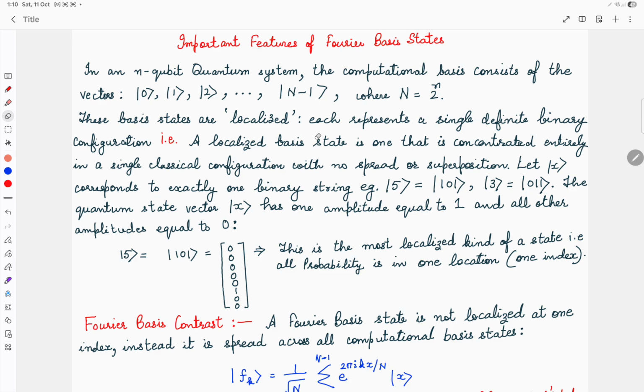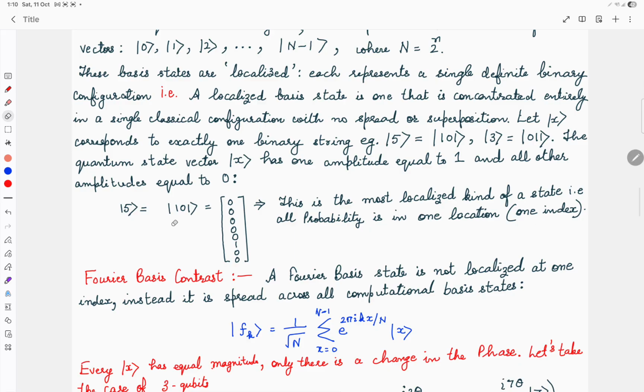The basis states are localized. Each represents a single definite binary configuration. A localized basis state is one that is concentrated entirely in a single classical configuration with no spread or superposition. Let ket x be the example here. So this computational basis is very localized. But the Fourier basis contrasts with the computational basis, because it will be spread across all the basis states.